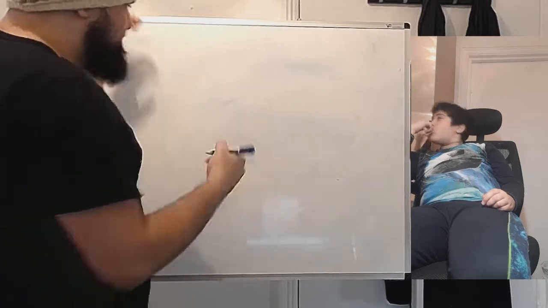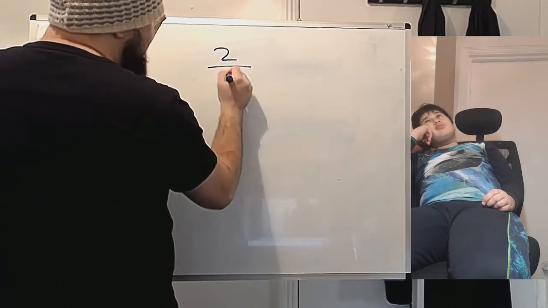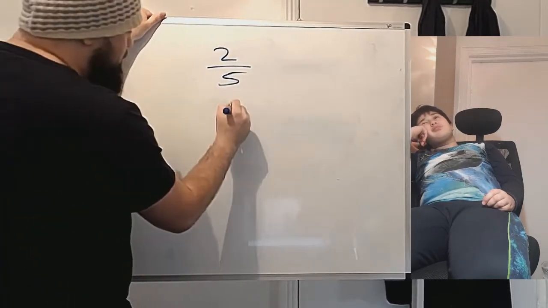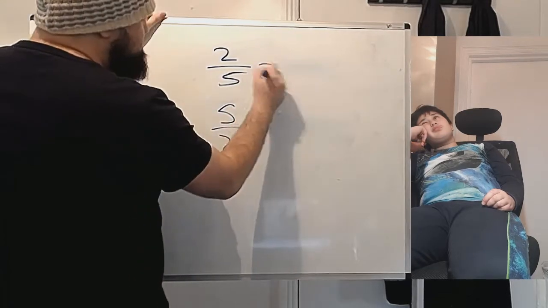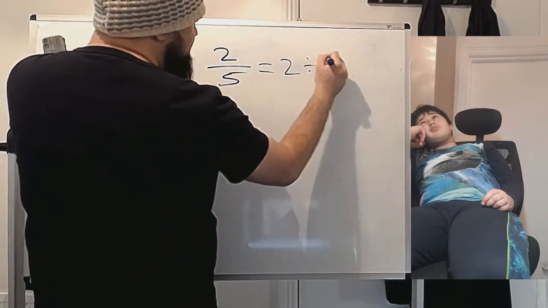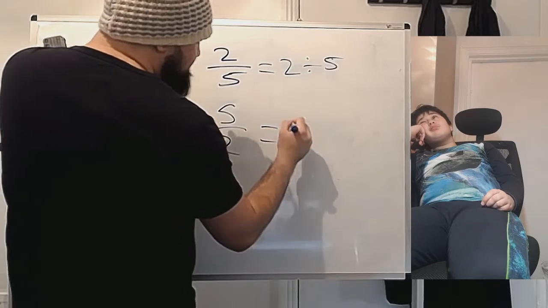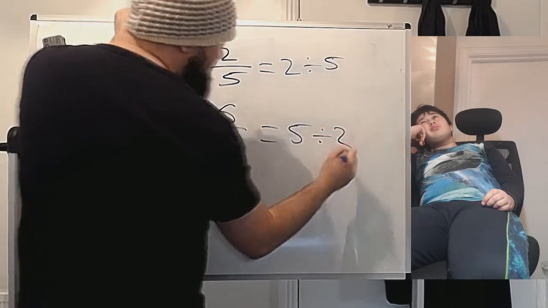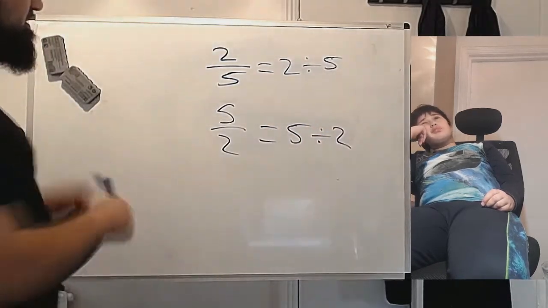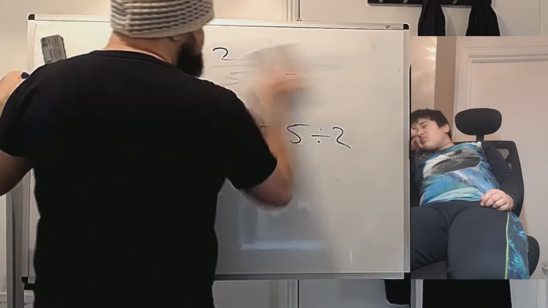Just to repeat it, because I really want you guys to get it. 2 over 5, you see this as a fraction. Or 5 over 2. 2 over 5 means 2 divided by 5. 5 over 2 is the same as saying 5 divided by 2. I hope this is properly understood, because it's important.